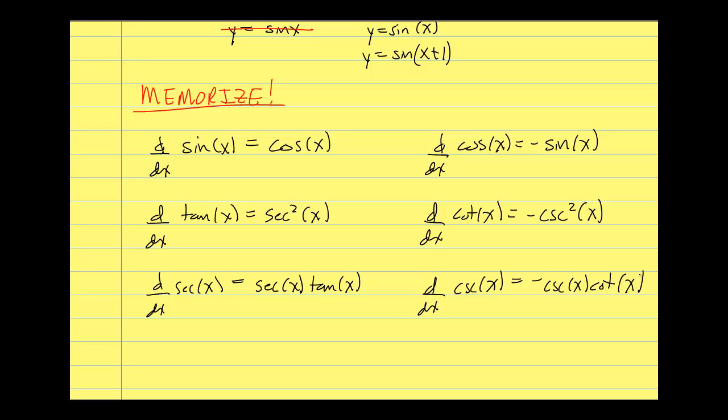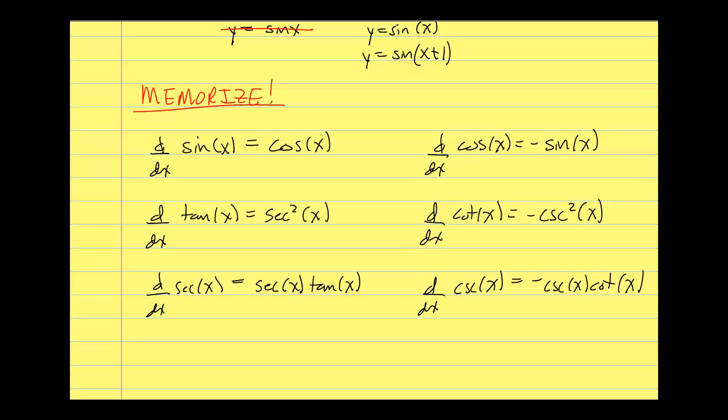Now, tangents and secants, if you remember from your trigonometric identities with the Pythagorean identity, 1 plus tangent squared is secant squared. Tangents and secants go together. And conversely, secants go with tangents, cosecants go with cotangents. So these simply just need to be memorized.